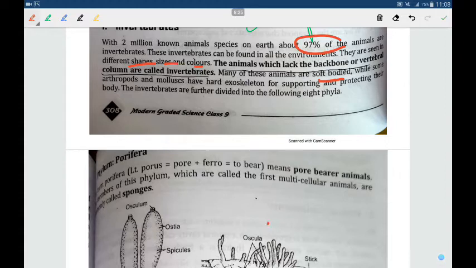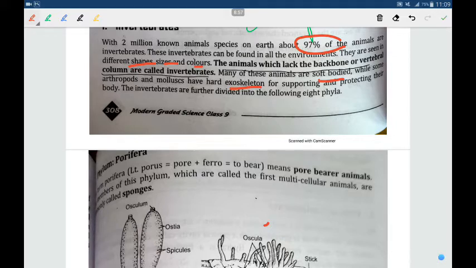But some contain exoskeleton. In their outermost part, there is hard material. For example, whelk, W-H-E-L-K. Whelk means Sankhakira. Okay. Next one, snail. It has a hard protective shell. Students, how many phyla of invertebrates are there? I said earlier, 8 phyla.